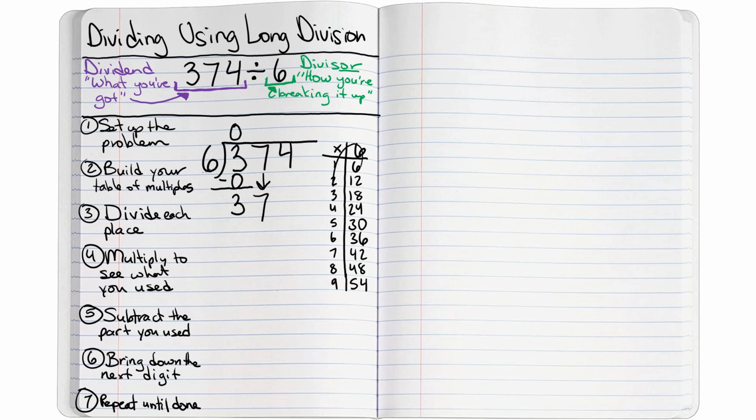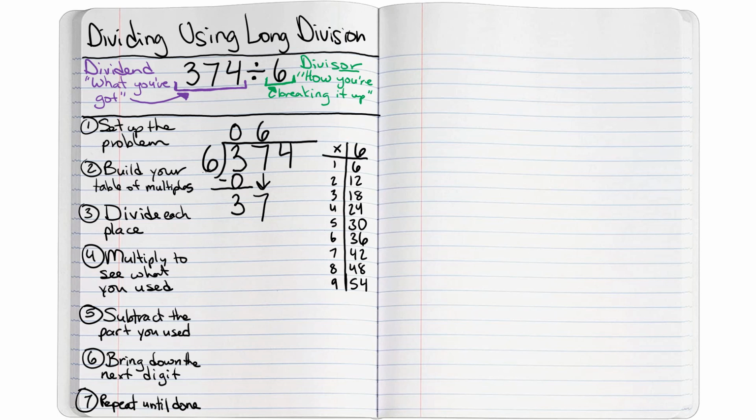I can look at my table of multiples. There we go. And I am looking for something that's close to 37 without going over. And here I can see 6 groups of 6 is 36. So that's the closest without going over. So I'm going to say 37 divided by 6 is 6.